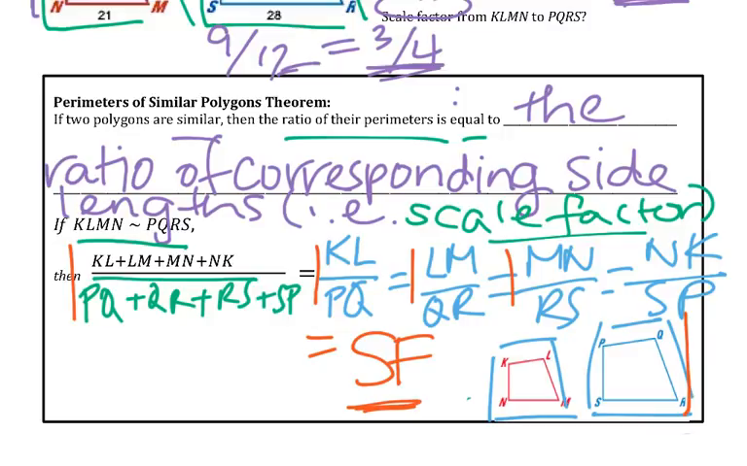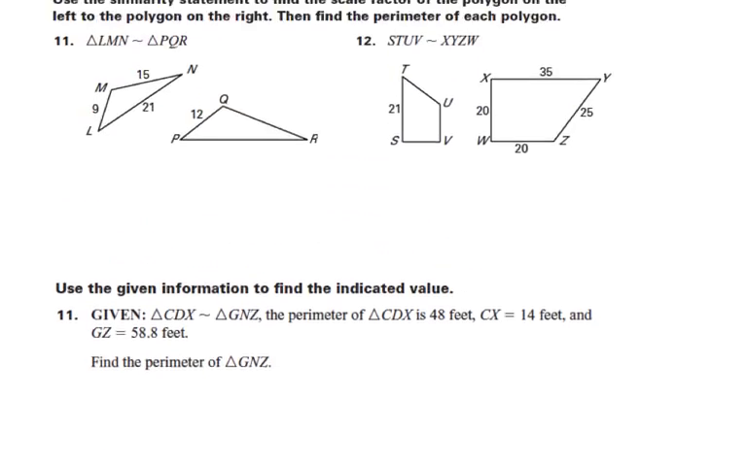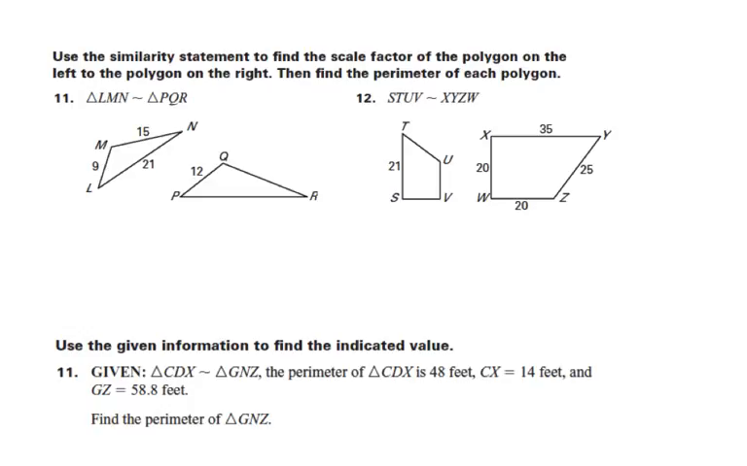Okay, so let's put that new knowledge to work. Let's take a look at this picture here. Use the similarity statement to find the scale factor of the polygon on the left to the polygon on the right. Then find the perimeter of each figure. This problem should look familiar. You did it in your 6.3 homework, and when you did it in your 6.3 homework, you had to find all of the missing side lengths so that you could find the perimeter. But the idea we just learned will help us take a shortcut. We can first find the scale factor, and then we can go straight to finding the perimeter without finding all of the missing sides.